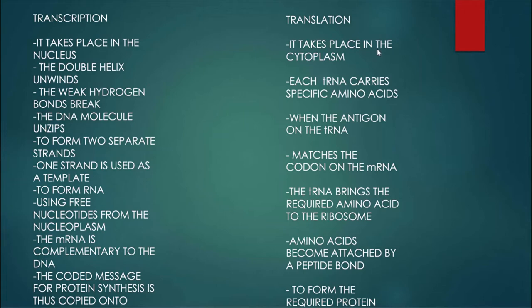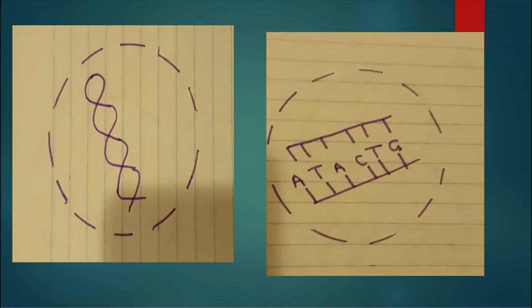Now the translation takes place in the cytoplasm. Each tRNA carries specific amino acids. When the anticodon on the tRNA matches the codon on the mRNA, the tRNA brings the required amino acid to the ribosome, and amino acids become attached by a peptide bond to form the required protein. You might be asked for 5 marks to describe this transcription and translation, and this is what you should write. This is how the process of protein synthesis takes place.